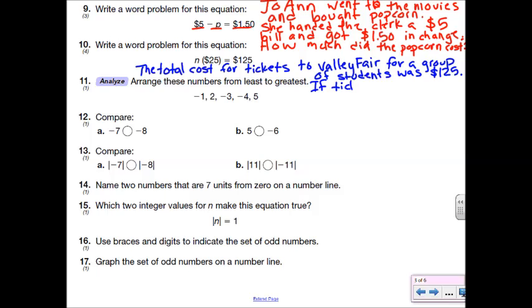If tickets cost $25 each, how many students went to Valley Fair? Okay, so you can see if we were to multiply the number of students, which is the unknown here, by the cost of the tickets, each $25, we would get 125. If you solved it, you'd find out that there were 5 students that went on the trip.